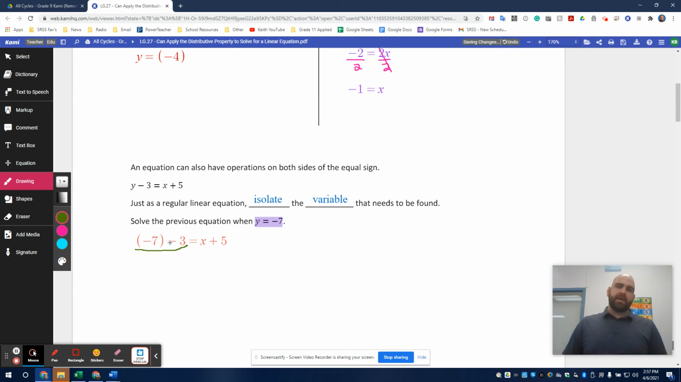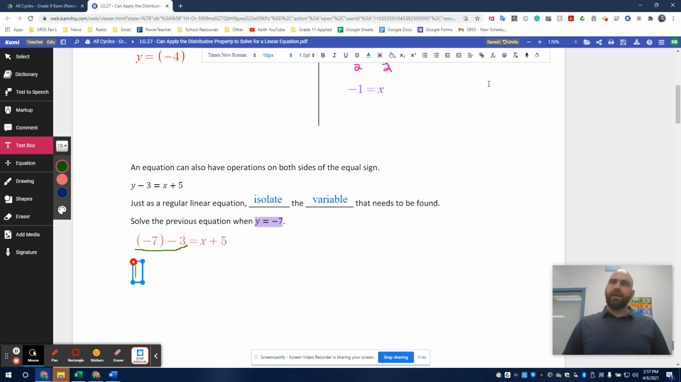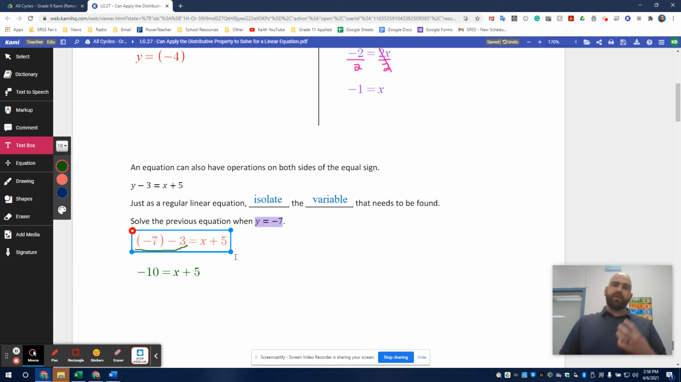It's just negative 7 minus 3. Negative 7 minus 3 is negative 10. That's all it is. So this is negative 10 is equal to x plus 5. What we've done is we've actually simplified already. We've tried to group any terms that we can together. Here we couldn't group them yet because it's just y, but once we know what y is, we can group them together. We would do the same thing if we knew what x was: we would group whatever x was with positive 5.